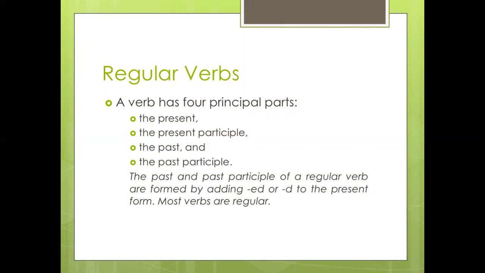Now, a verb has four principal parts. The first one is the present, or you can say simple present. Second is present participle or present continuous. Third is past. Fourth is past participle.